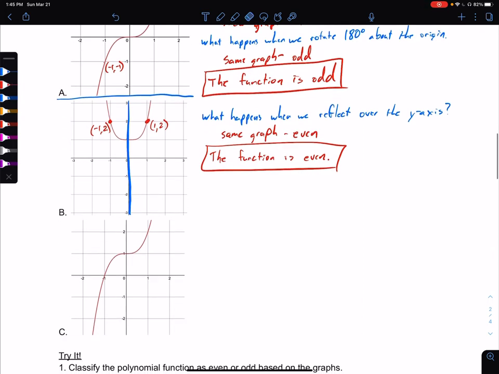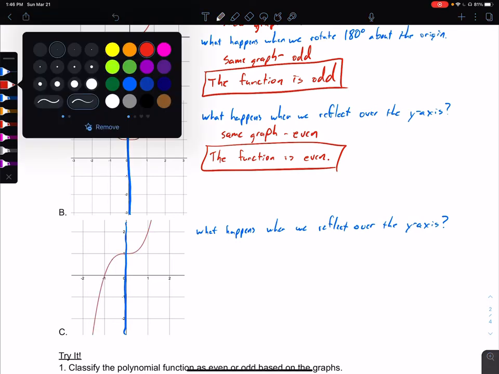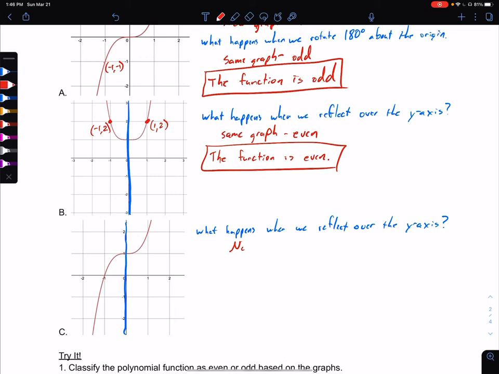Then finally, let's get rid of that, it's confusing. Part C, same questions. We're going to ask ourselves, what happens when we reflect over the y-axis? If I reflect over the y-axis, this piece clearly is not the same as this piece. So we get a new graph, which means it's not even.